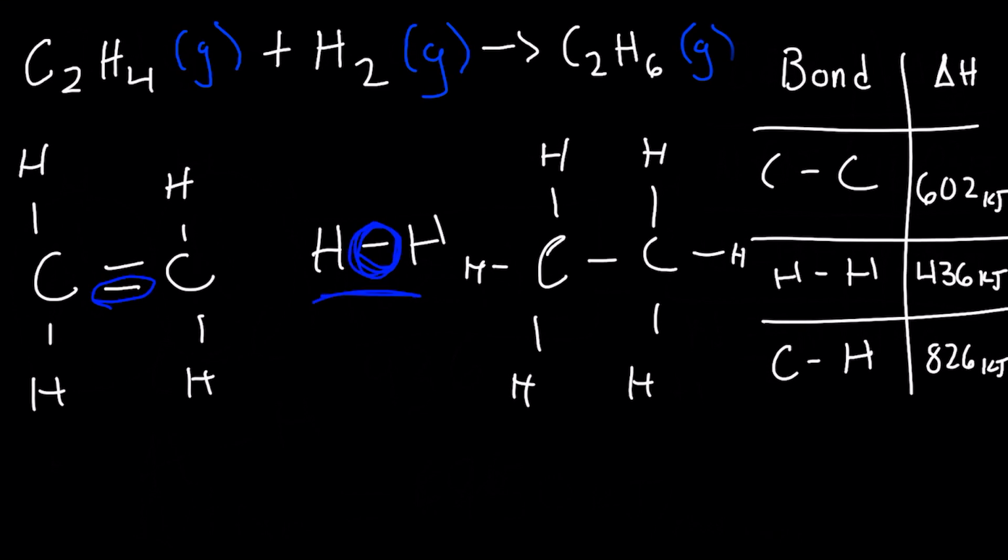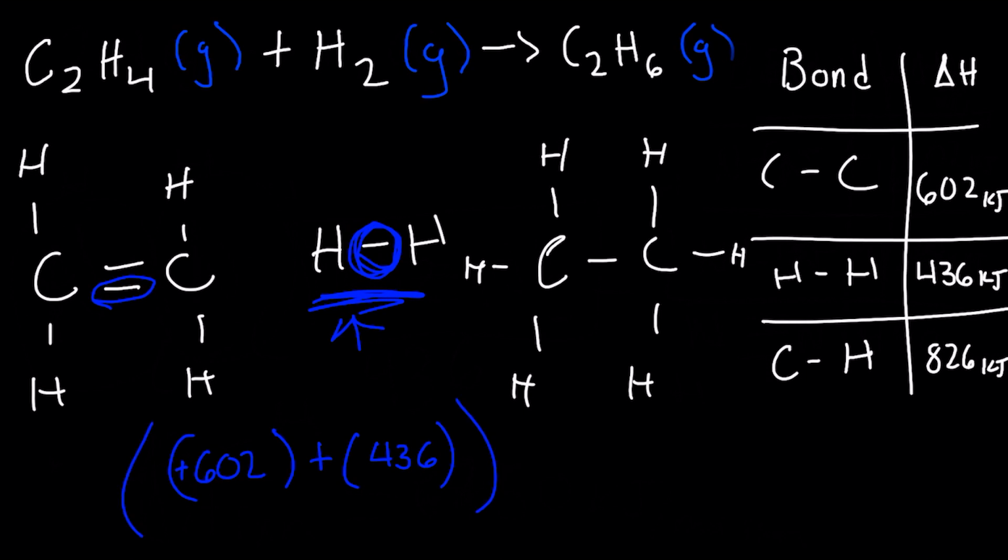Because we're breaking 2 bonds, we're going to need to put in energy in order to break them. We're breaking a carbon-to-carbon double bond, so that's going to be positive 602. And then we're going to be adding 436 because that's the amount it takes to break the hydrogen-to-hydrogen bond.